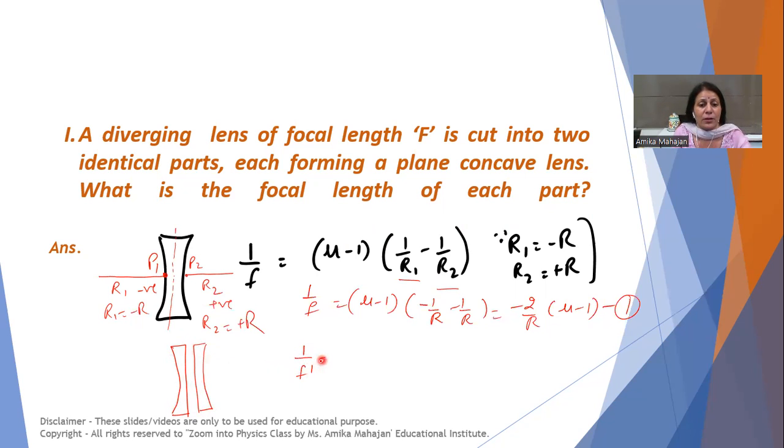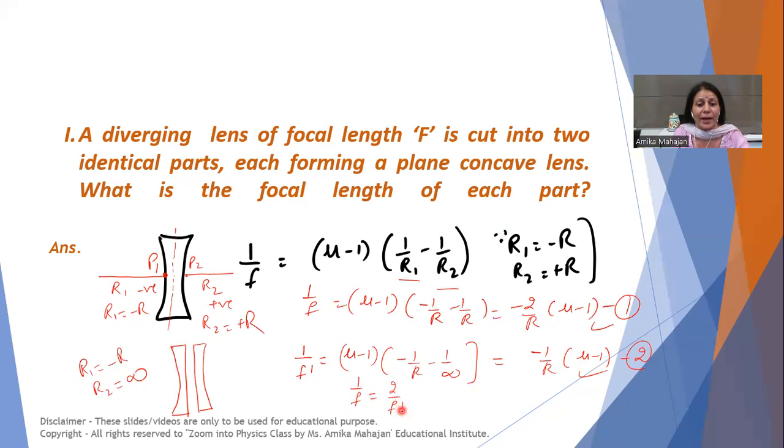1 by f dash equal to mu minus 1 into, now r1 is minus r, but r2 is plane surface. So radius of curvature for plane surface is infinity. So it will be minus 1 by r minus 1 by infinity. Anything divided by infinity will be 0. So it is minus 1 by r into mu minus 1. When I compare these two equations, what I get? 1 by f equal to 2 by f dash. So new focal length of one part will be twice the focal length already given to me. That is, the lens was having focal length f. So new focal length of one part will be twice this focal length f.